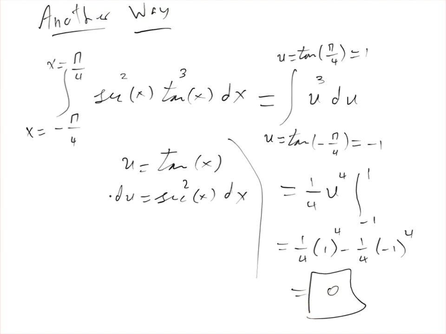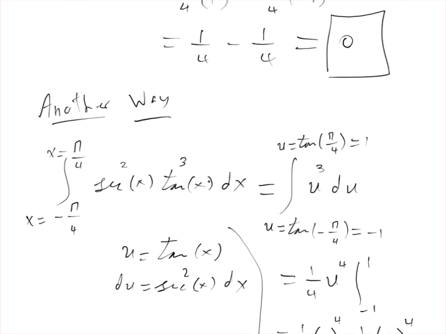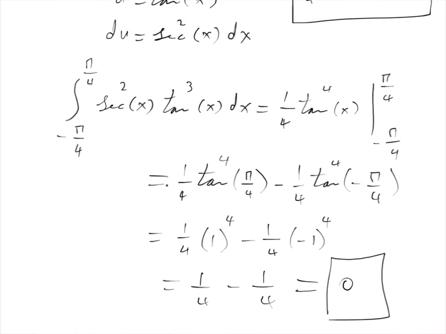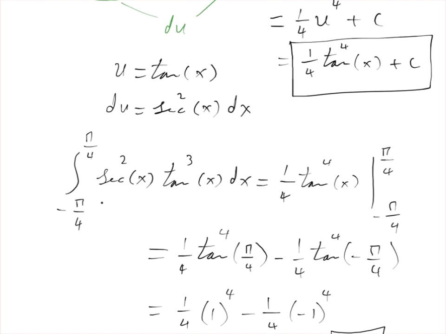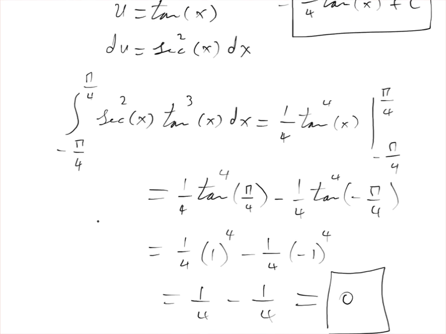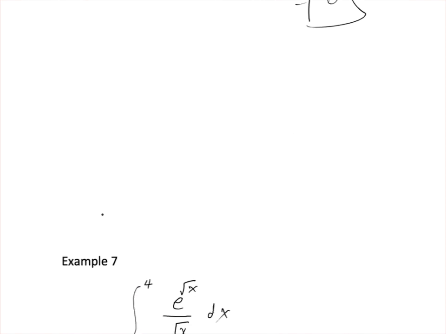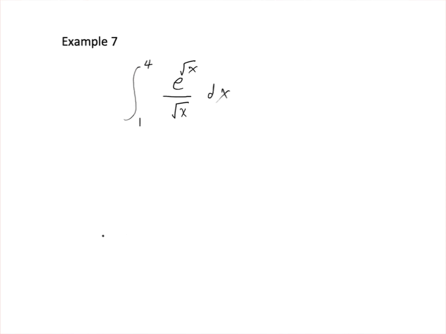So these are two different styles of treating definite integrals with a u substitution. So let's try another example. In this example, I'm going to choose u to be the square root of x.